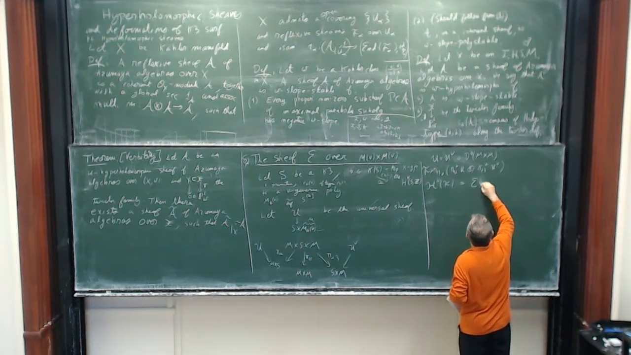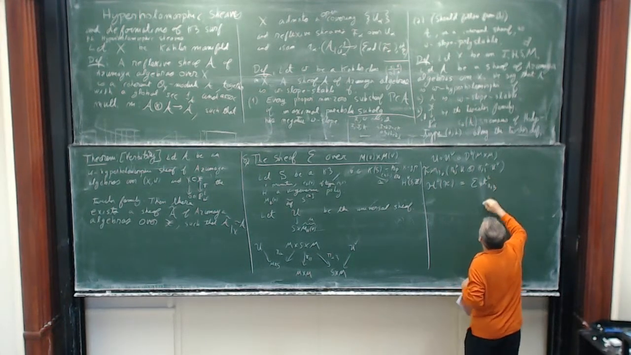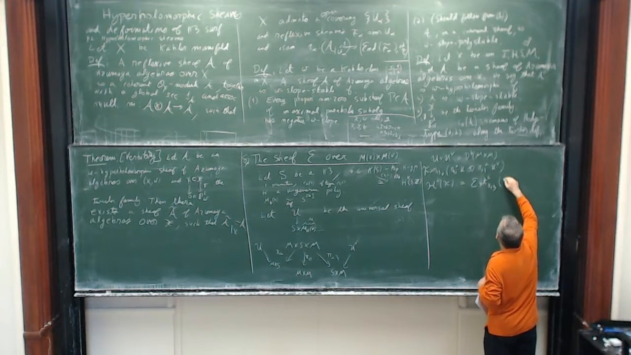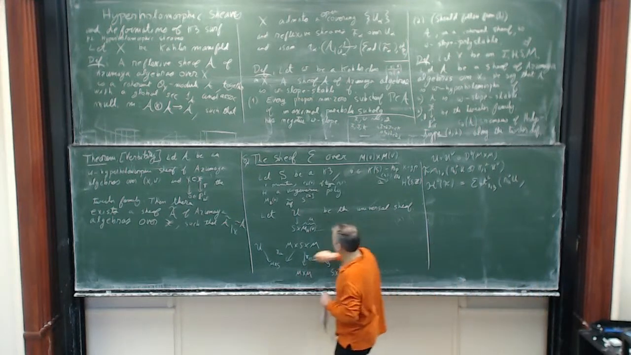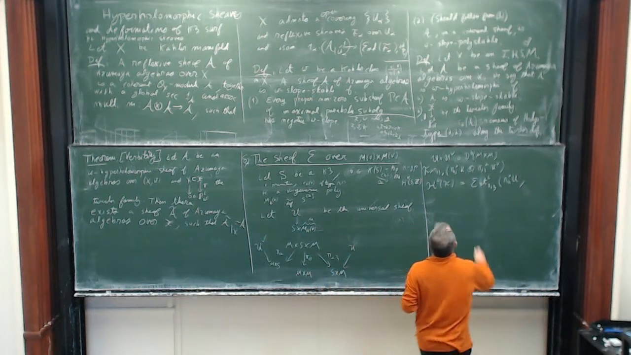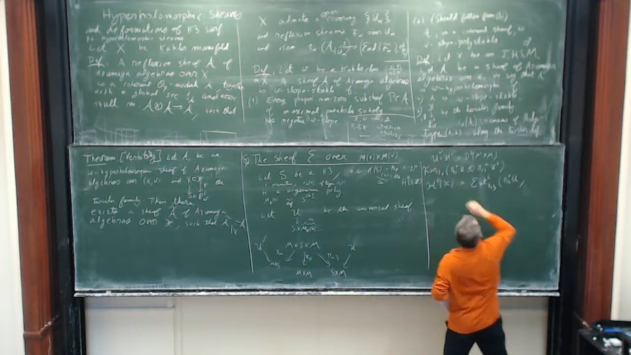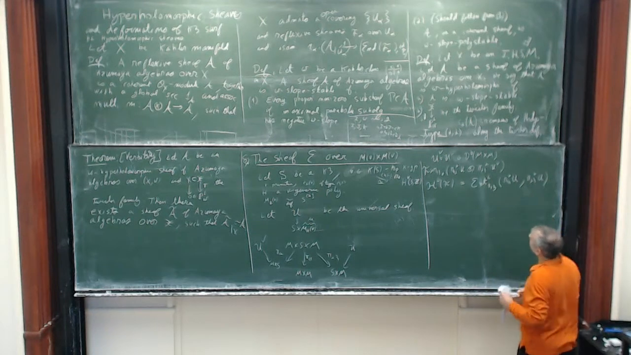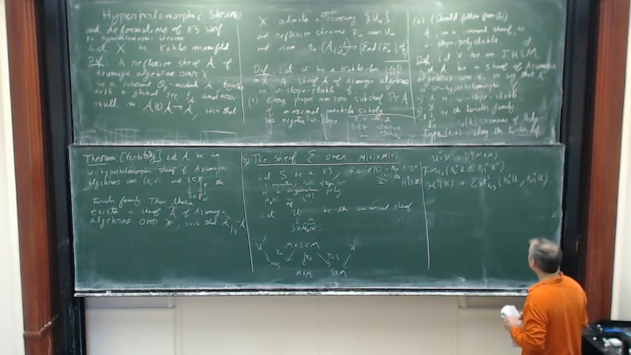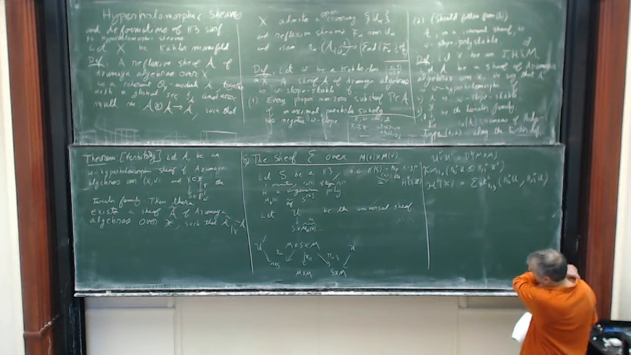It's the relative Ext^i for π13 of π12 upper star U and, I guess I should have switched, π23 upper star U. These are the relative Exts. So let's see what we get.